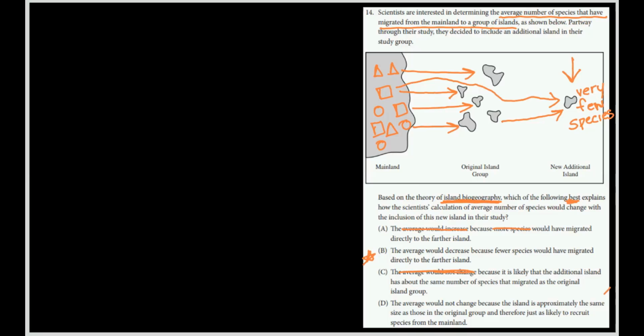And D says the average would not change because the island is approximately the same size as those in the original group and therefore just as likely to recruit species from the mainland. Size has nothing to do with how many species are going to come out there, okay? I mean, I guess it could have a little bit, because if you have a huge island, the species are more likely to hit that island than keep floating along in the sea, but it's not a big indicator. If they're all about the same size, that's not going to be it, right? It's much farther away, okay? So I don't like that one either, remember, because I wanted it to have fewer species.